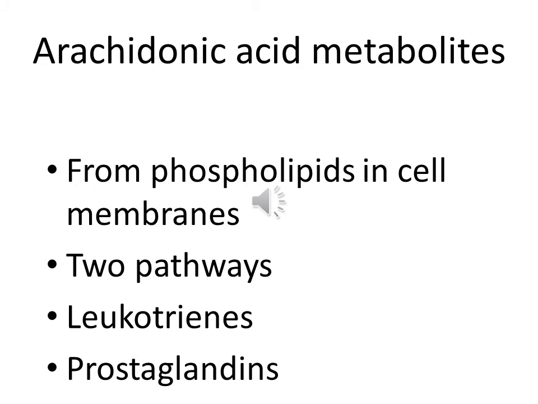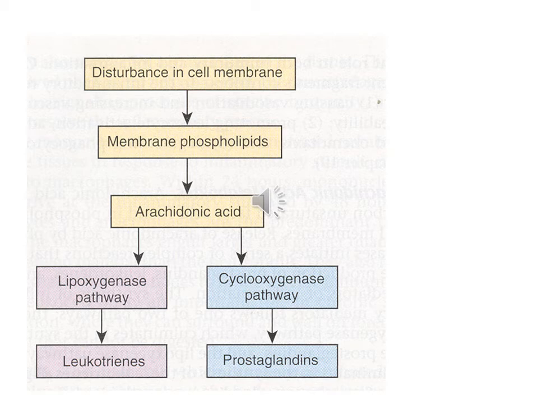Arachidonic acid is a fatty acid found in cell membranes. When something disturbs the cell membranes, arachidonic acid is released, and it will take part in a series of reactions that will lead to the production of prostaglandins or leukotrienes. There are two chemical pathways for the development of arachidonic acid metabolites. One pathway leads to the formation of leukotrienes.